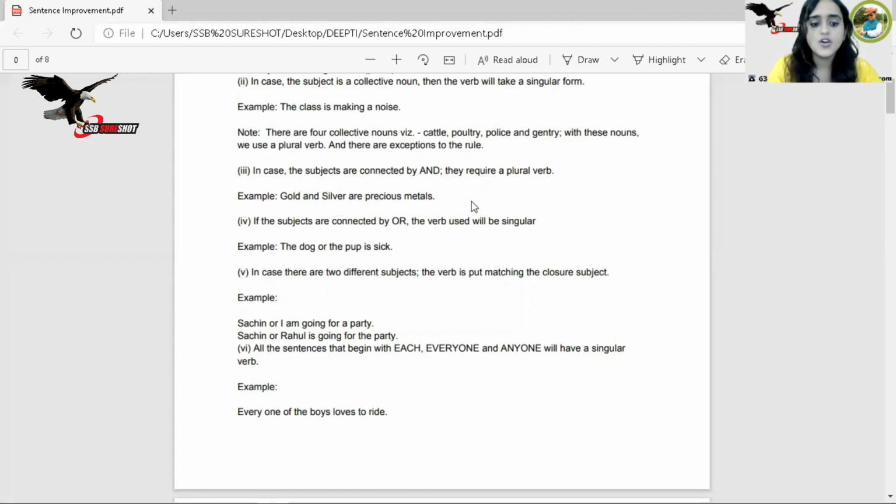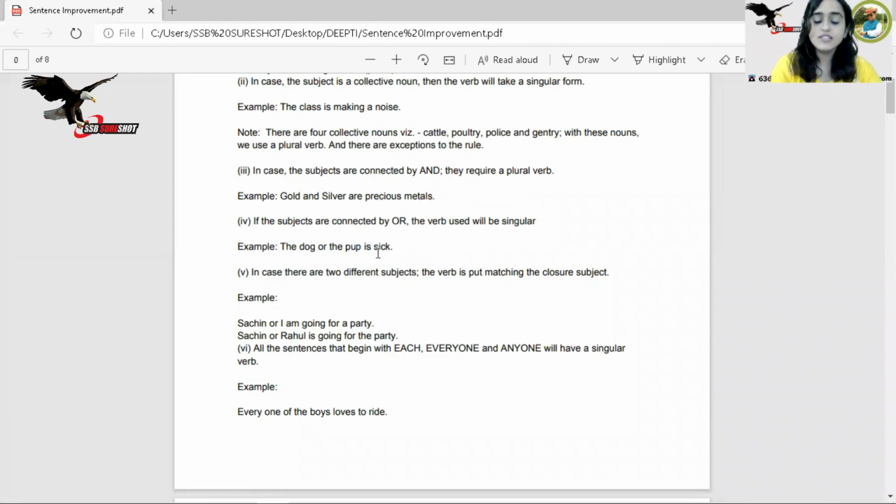Now we will move to the fourth rule, which is that if the subjects are connected by or, the verb used will be singular. The dog or the pup is sick. In this sentence, we've used or, therefore we are using is as the helping verb.